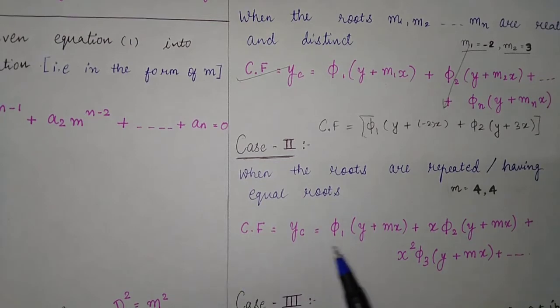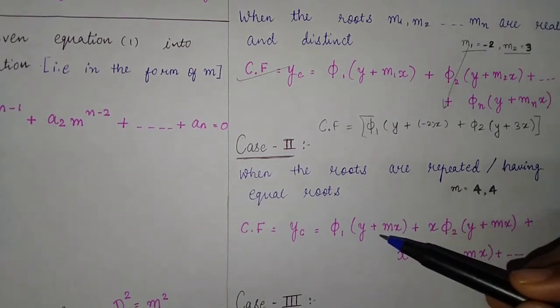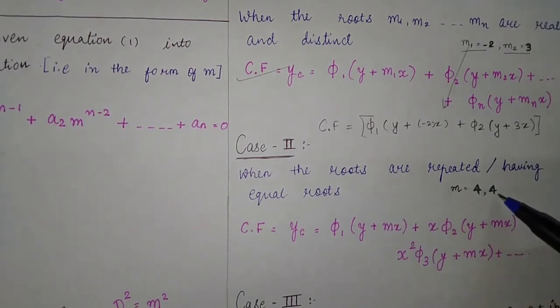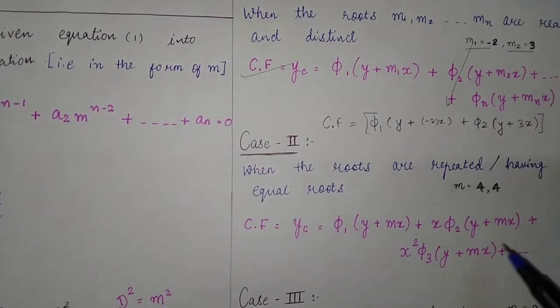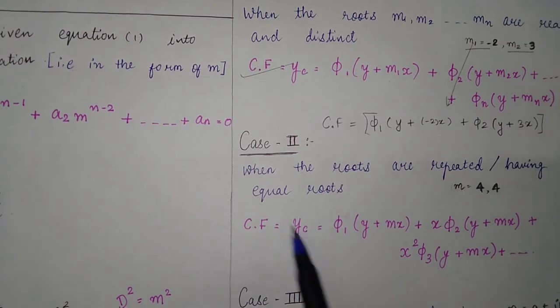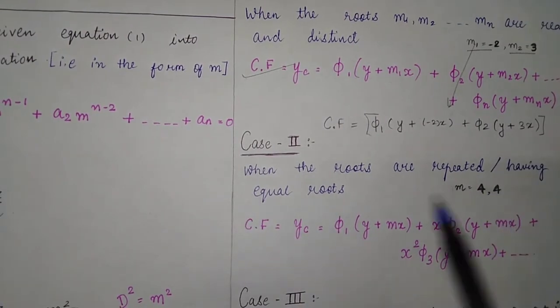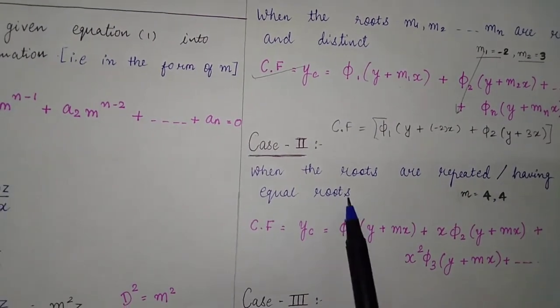Then you have to use this formula: phi1 of y plus mx plus x phi2 of y plus mx and x square phi3 of y plus mx and so on. Here 4 will come everywhere because the value of m is 4, and here x is multiplied: 1x, then x square, then x cube and so on. So this is the formula if the roots are repeated and equal.